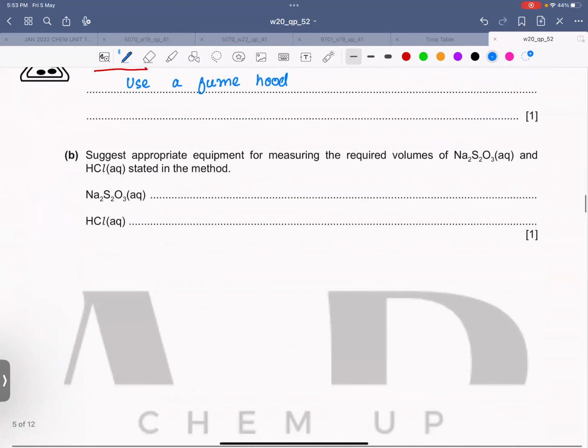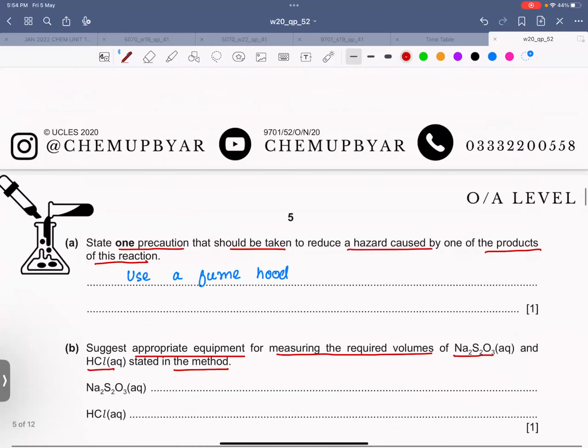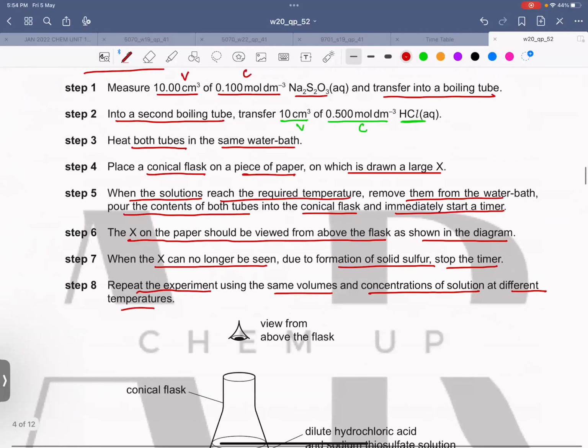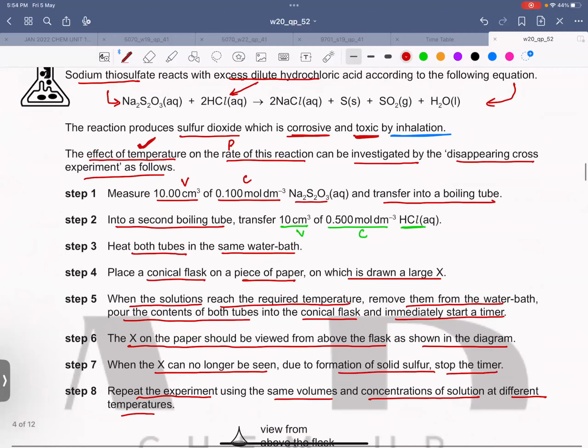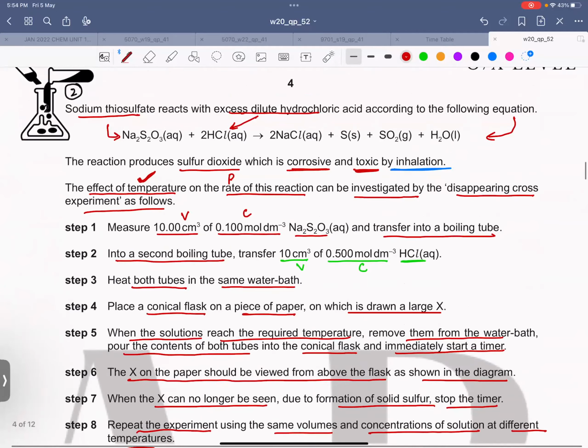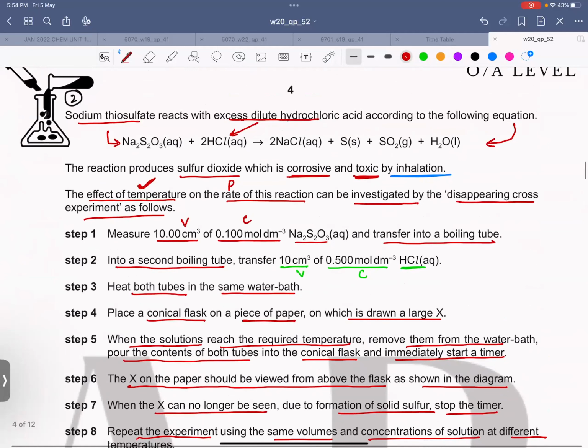Now, suggest appropriate equipment for measuring the required volumes of sodium thiosulfate and hydrochloric acid stated in the method. Okay. Sir, we decide the equipment by looking at the volume in the question, right, according to how much volume there is. Yes, but besides the measuring, we have to figure out whose volume is more significant as well.